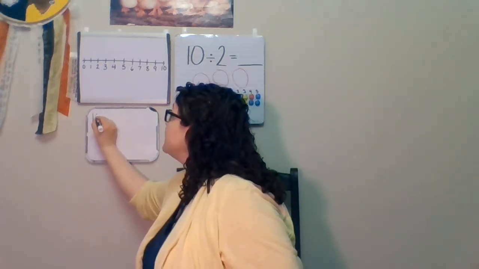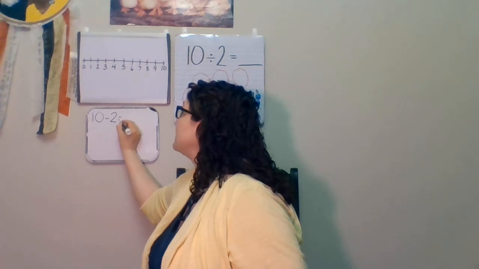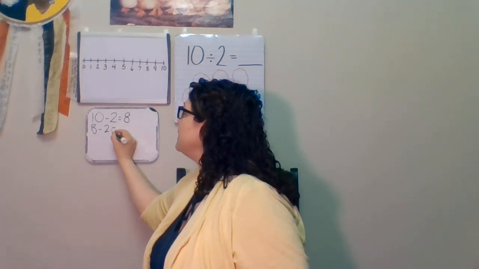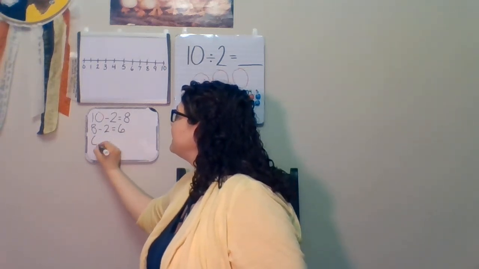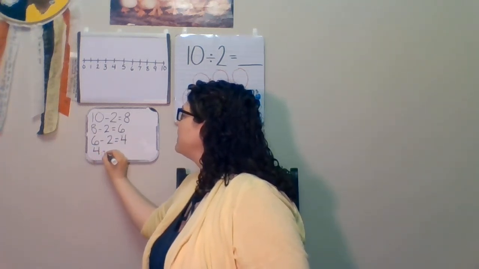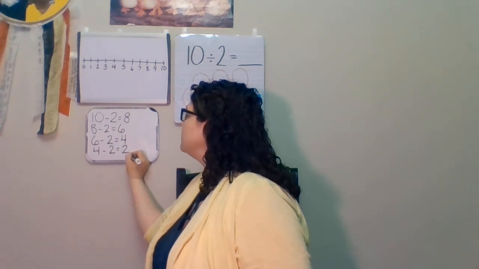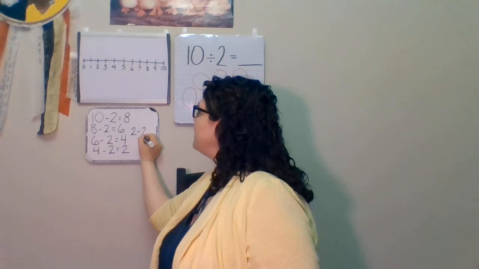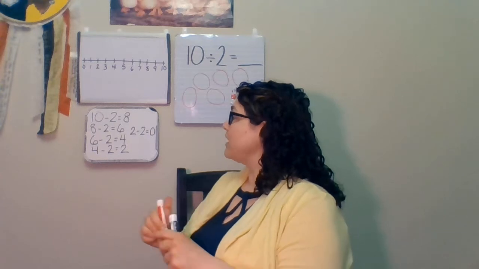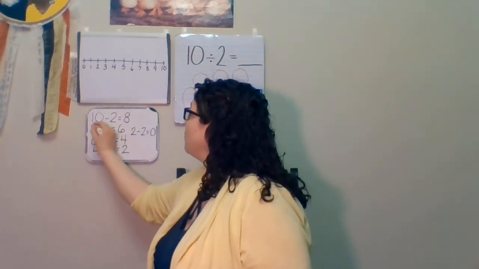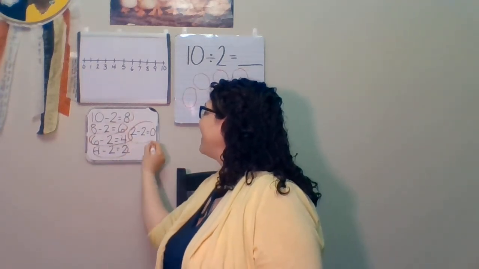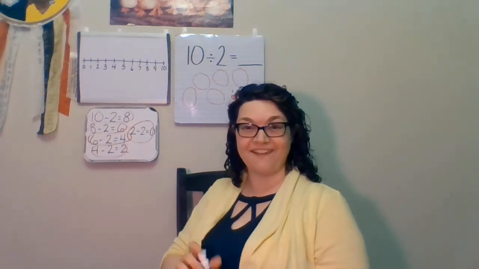So just to walk you through that, 10 take away 2 equals 8. 8 take away 2 equals 6. 6 take away 2 equals 4. 4 take away 2 equals 2. And 2 take away 2 equals 0. Now we would look and see how many questions we had to do to get there. 1, 2, 3, 4, and 5. So once again, we've got to the answer 5.